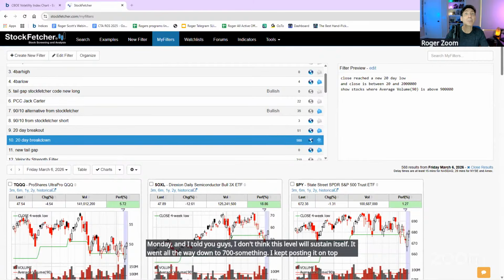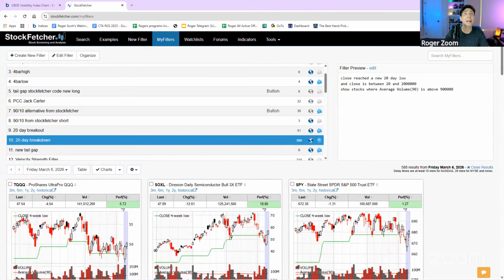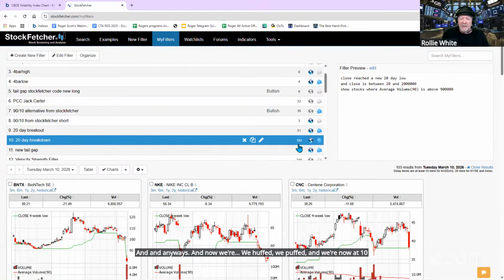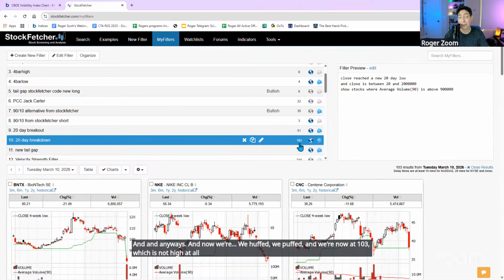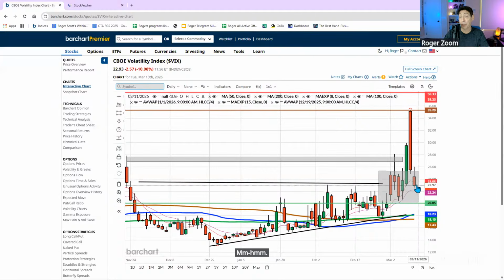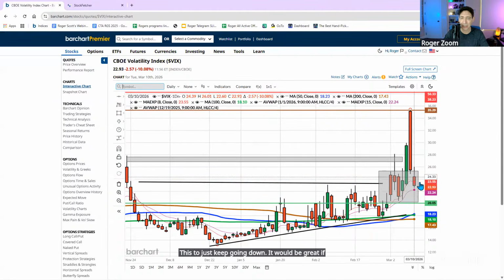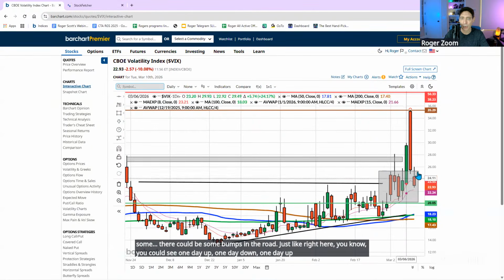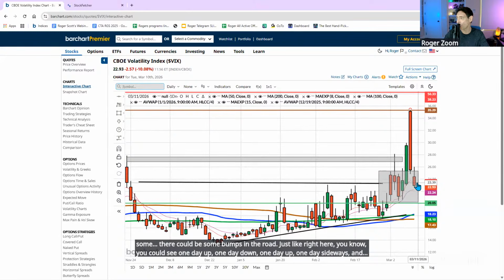Let me just see what the SPY's doing. Anyways, we huffed, we puffed, and we're now at 103, which is not high at all. That's usually what happens. Now, don't expect this to just keep going down. It would be great if it did, but there could be some bumps in the road. Just like right here, you can see one day up, one day down, one day up, one day sideways, and then more bumps in the road.